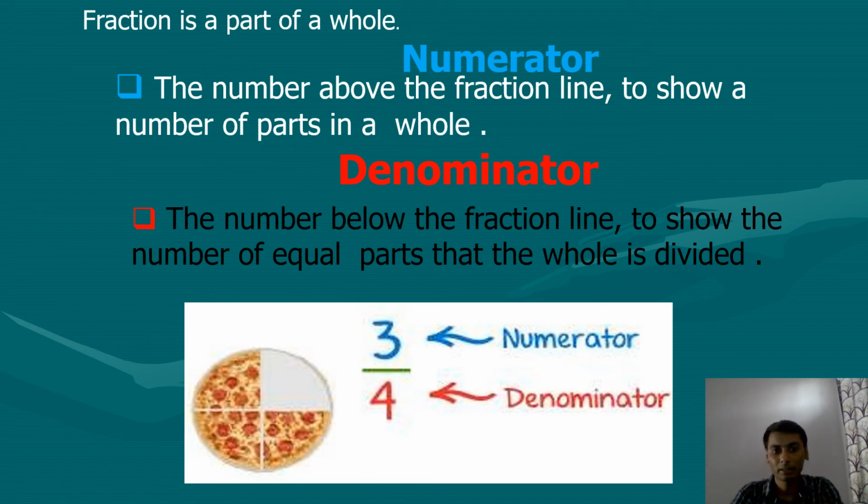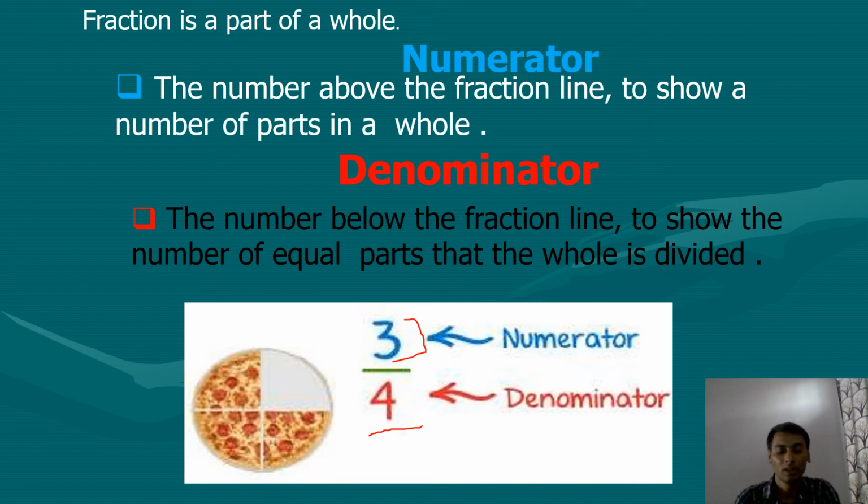So we will write the fraction for three parts. There are three parts, so we write 3 as the numerator, and the whole is divided into four equal parts. That means the denominator will be 4, because this whole pizza is divided into four equal parts.